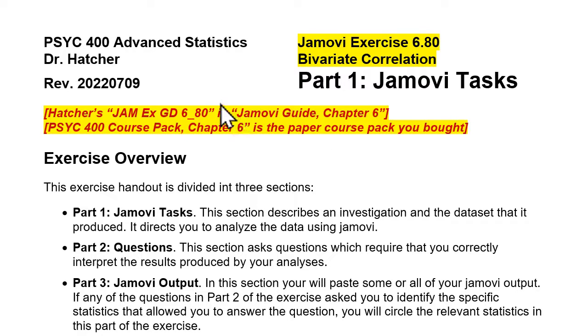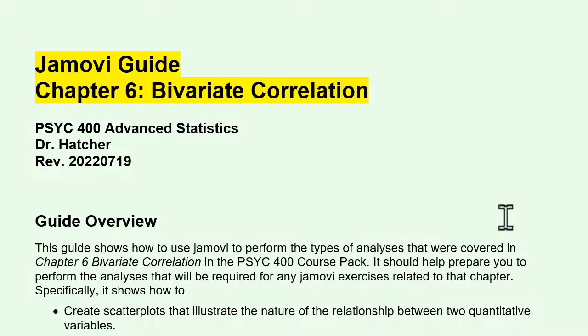As I go through this exercise, every now and then I'll refer to something that I'll call Jam Exercise Guide 6.80. Whenever I refer to that, I'm referring to the Jamovi Guide for Chapter 6, the Jamovi Guide that corresponds to this exercise. That's available as a download in Canvas modules. When you download the Jamovi Guide for Chapter 6 Bivariate Correlation, it looks like this. Your document won't have a green tint like this. I added a green tint to it so you'll know when I'm going over the exercise itself versus when I'm going over the Jamovi Guide, which has the green tint.